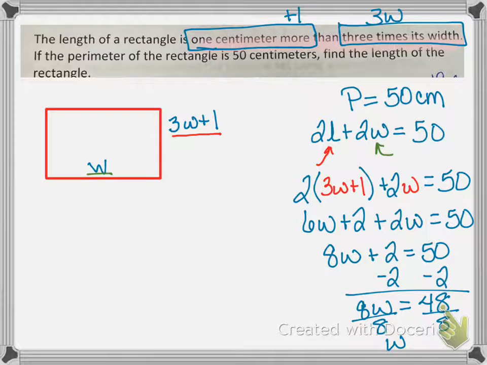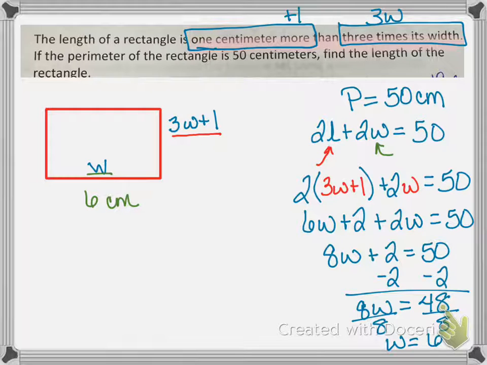What's W? 6. 6 what? Centimeters. Where'd you get the centimeters from? Yep, from the word problem. So it says if the perimeter of the rectangle is 50 centimeters, okay, that's one place. The length of a rectangle is 1 centimeter more than, that's another place. So we are talking about centimeters. Now, I have found that my width is 6 centimeters.